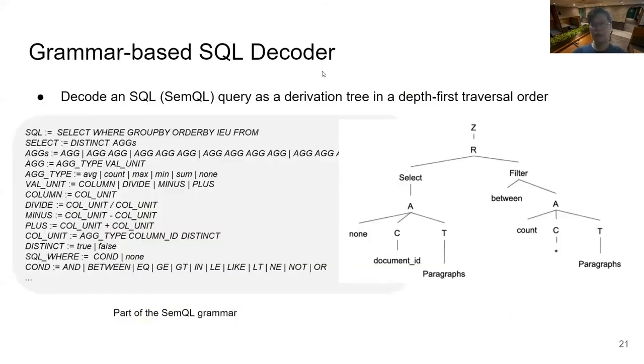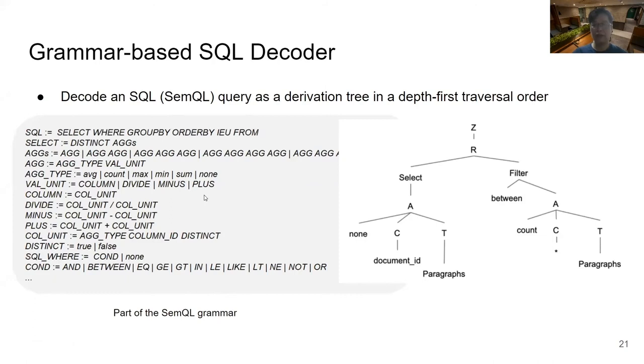Now I'd like to talk about how an NL2SQL model decodes deep representations into an output SQL query. Here we explain a grammar-based decoder which is used in IRNet. RedSQL also uses a similar grammar-based decoder to this one. Here the decoder uses a simplified query language called SemQL rather than using full SQL grammar.